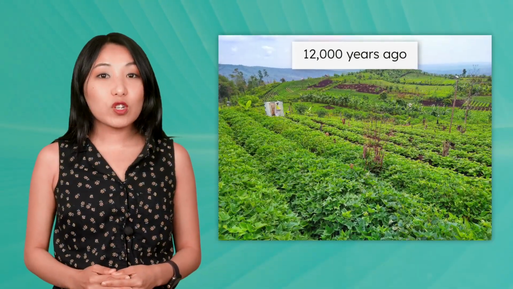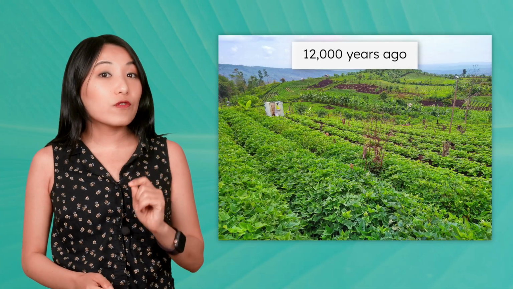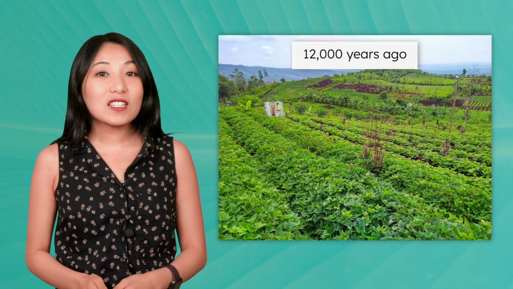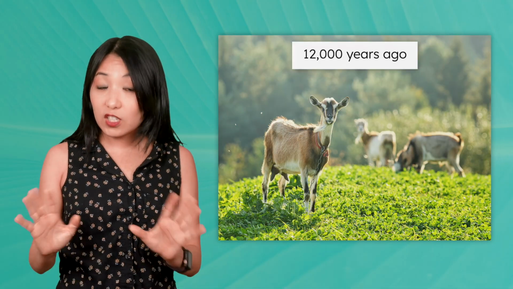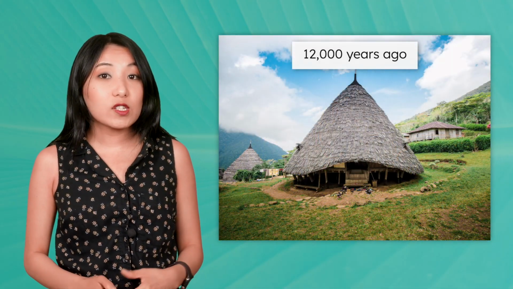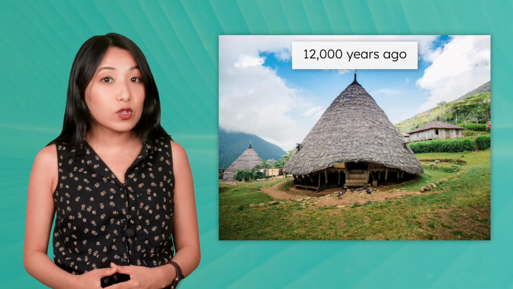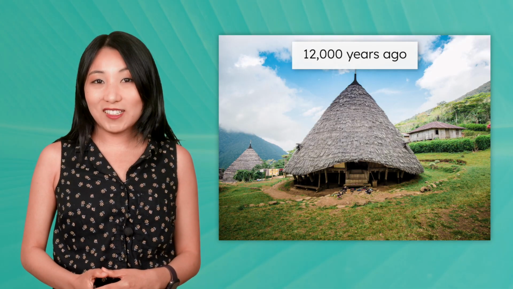About 12,000 years ago, humans around the world started farming. We cultivated wheat, rice, and squash, and kept livestock like goats and cattle. This shift changed everything. People could now settle in one place, picking areas with plenty of water and fertile soil to create permanent communities.